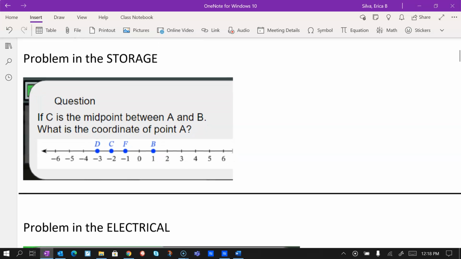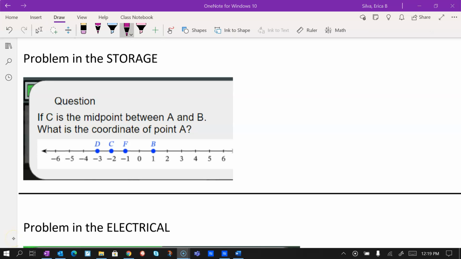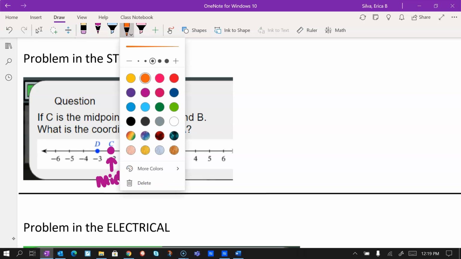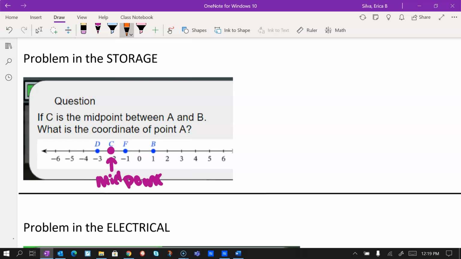This is the problem in the storage. The question is asking if C is the midpoint between A and B, what is the coordinate of point A? So we look at point C, and that is our midpoint. If it is our midpoint, then it is the same distance from B as it is to point A. So this is 1, 2, 3.